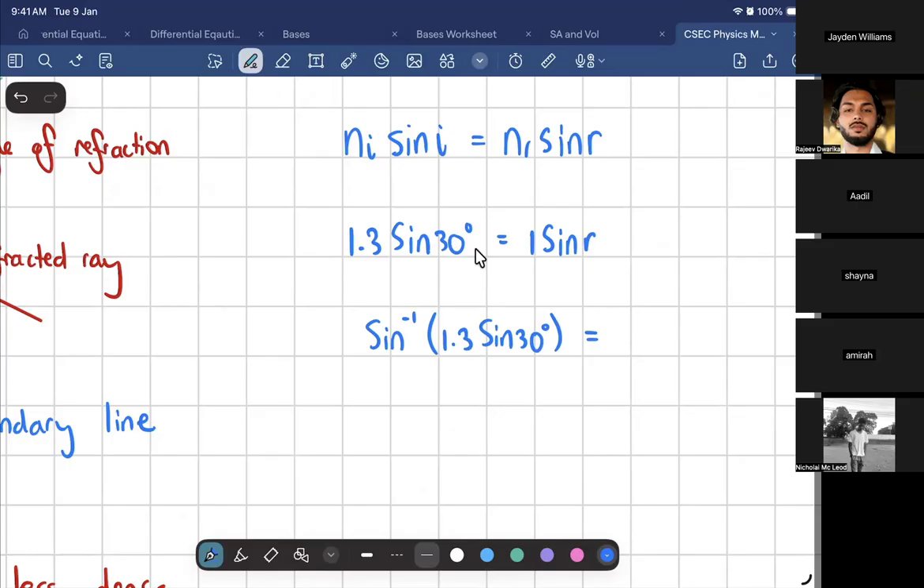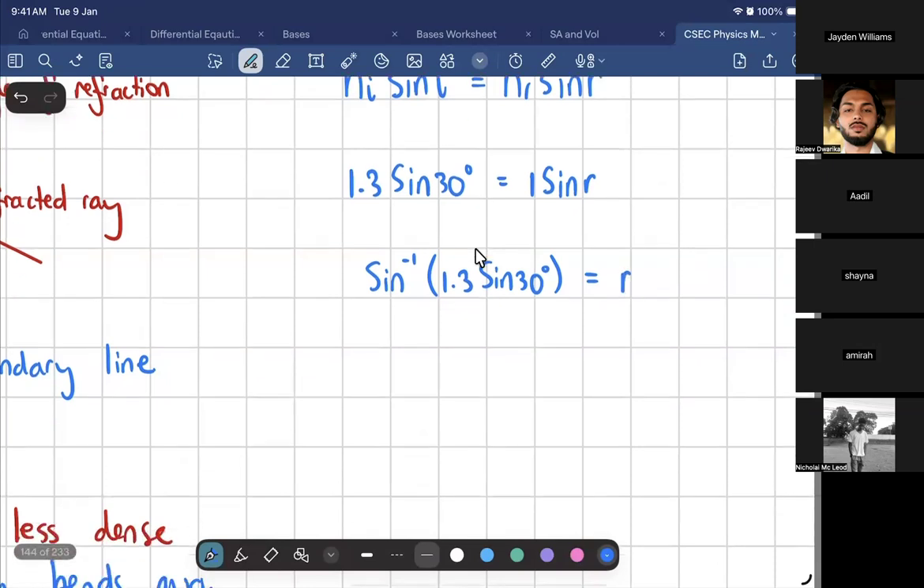But that entire thing, when you do this, you're solving for what? When you find sine inverse of 1.3 sine 30, what are you finding? The angle of refraction. Right. So you put that equal to R. And the last line, you would say R is equal to the angle you get. So you get 40.54, right? Mm-hmm. Cool.